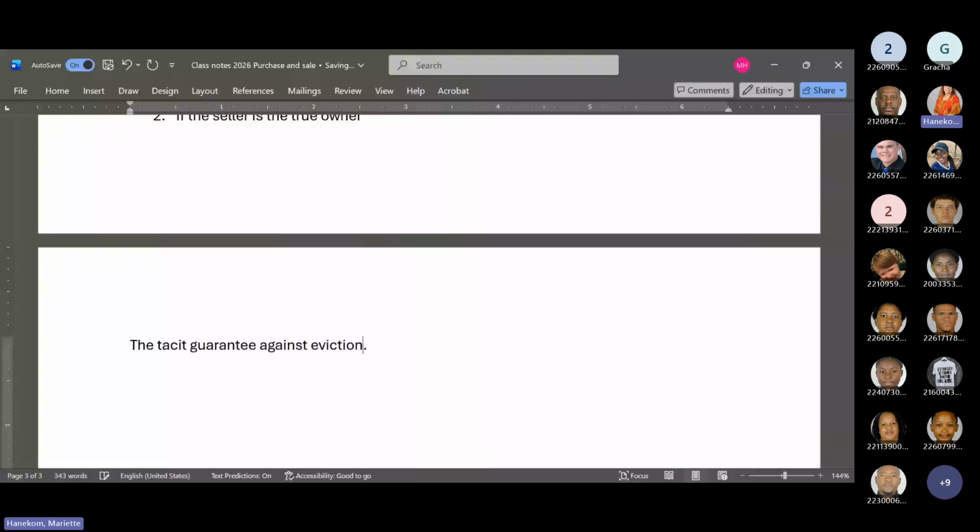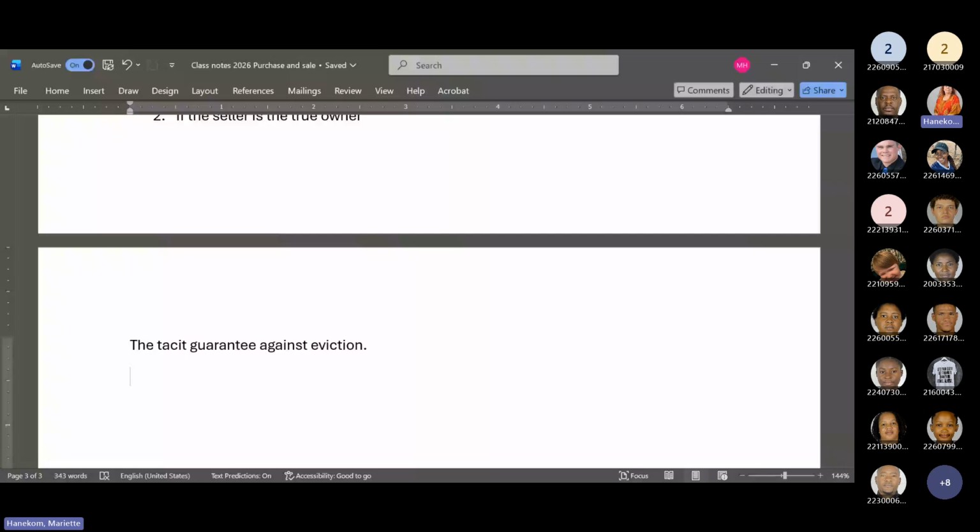Tacit guarantee, silent, it's implied. When you buy something, there's no need to expressly ask the seller, are you the owner and do you guarantee that nobody will come and take it away from me? Purely because it is purchase and sale, this guarantee exists in every single contract of purchase and sale, unless the parties have expressly agreed to exclude it. It automatically forms part of a contract of purchase and sale.